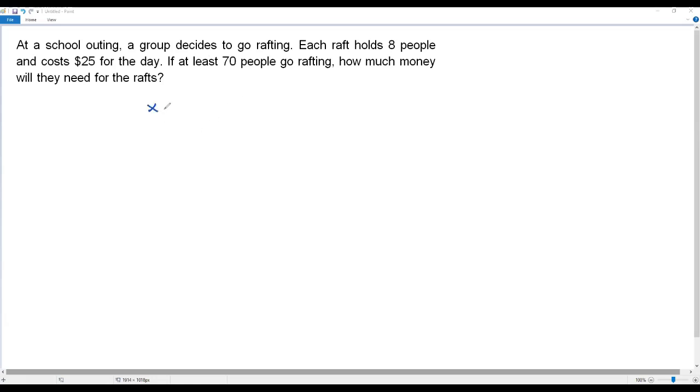Okay, first let me assume X as the number of people going rafting. Let me write it. Number of people going rafting. Okay, there is information: at least 70 people go rafting. Since X represents the number of people going rafting, X has to be greater than or equal to 70, because the minimum number of people going rafting is 70.